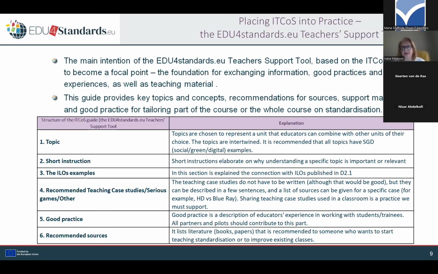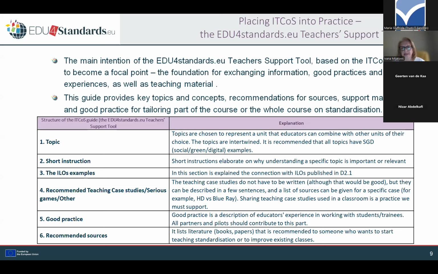The intended learning outcomes examples. This section is related to our document deliverable 2.1 and the systematization of intended learning outcomes. So in this section, the connection is explained, but we provide only intended learning outcomes examples. So teachers can just define the different intended learning outcomes.